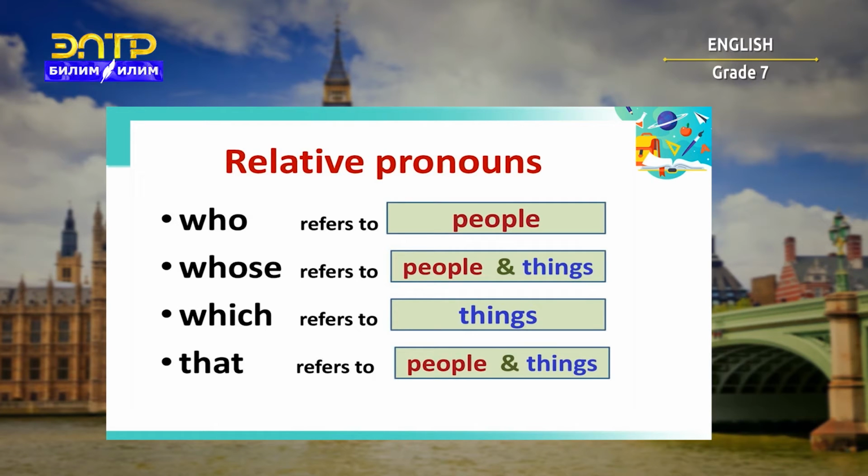Defining relative clauses: the relative pronoun is the subject. First, let's consider when the relative pronoun is the subject of a defining relative clause. We can use who, which, or that. We use who for people and which for things, and also we use whose; that refers to people and things. The relative clause can come after the subject or the object of the sentence. We can't drop the relative pronoun.